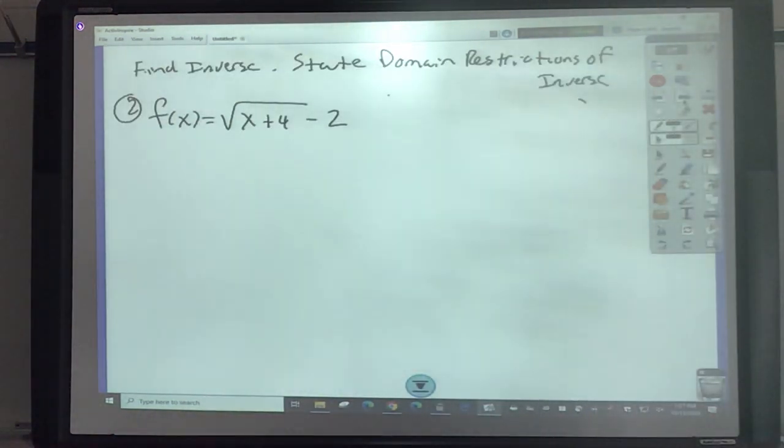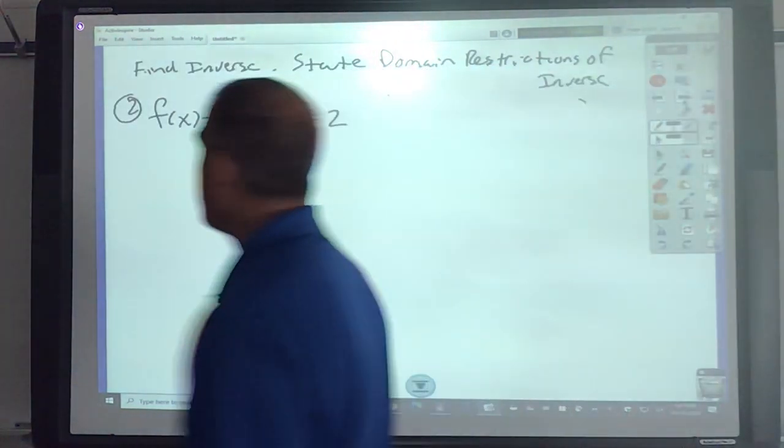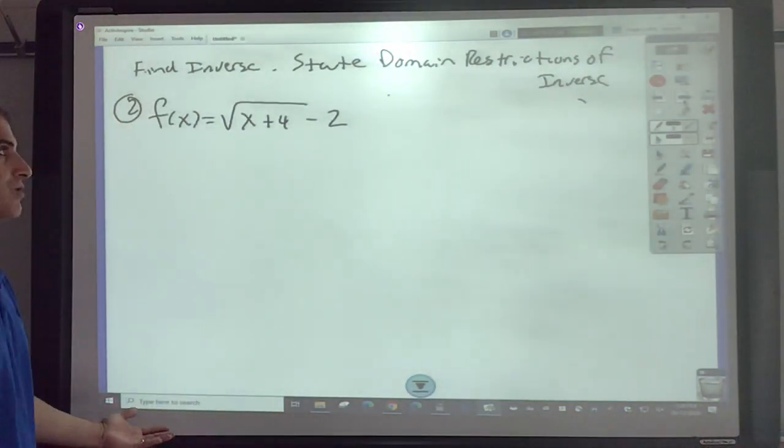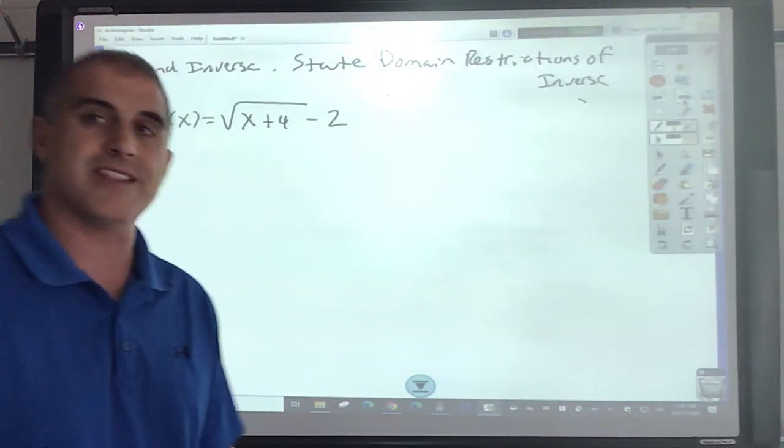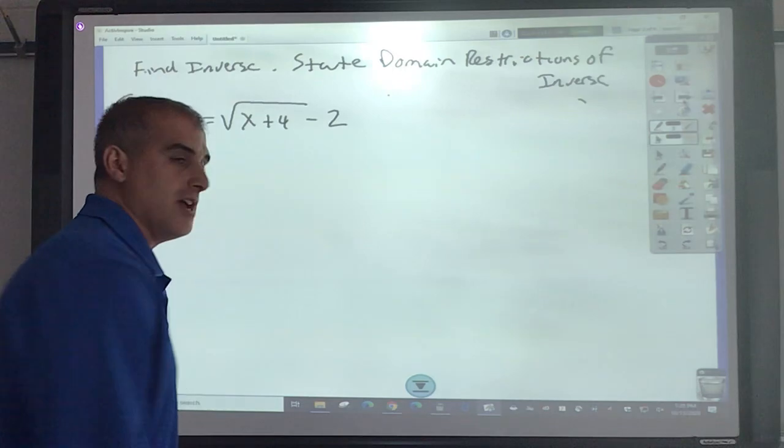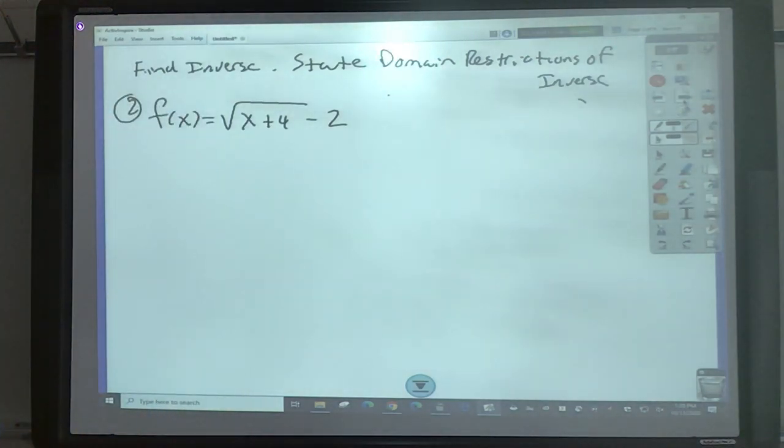So go ahead and pause your video and find the inverse and then find the domain restrictions. If you want to, you can find the domain restrictions first. But go ahead and pause your video.